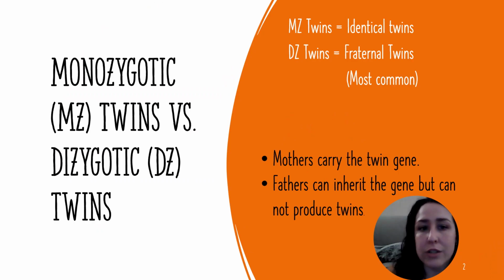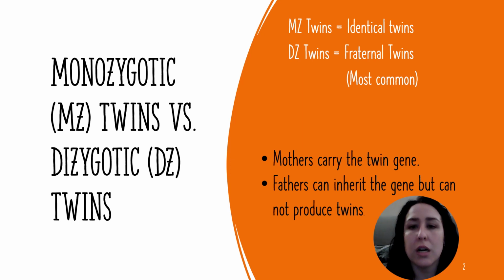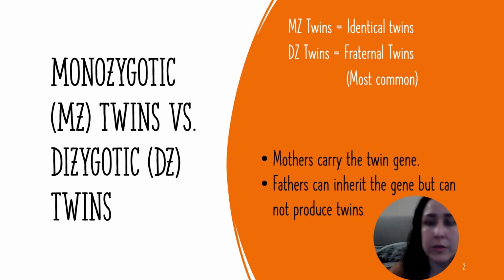There are two types of twins: identical twins and fraternal twins. Most of the time, fraternal twins are the most common ones, and you see them quite often compared to identical twins, which I did not know.